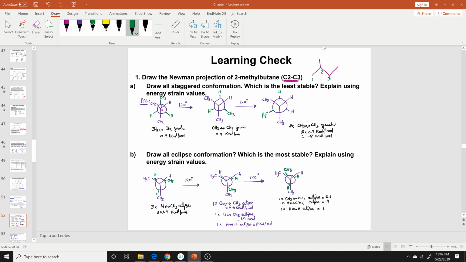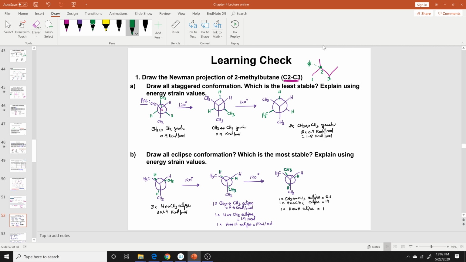This is carbon 1 because I'm naming it. I'm basically numbering it according to its nomenclature. Then this is going to be 2. This is carbon 3. So basically I am looking along this axis over here, viewing carbon number 2 in front and carbon number 3 at the back. So carbon number 2 is going to be in front, carbon 3 is going to be at the back.